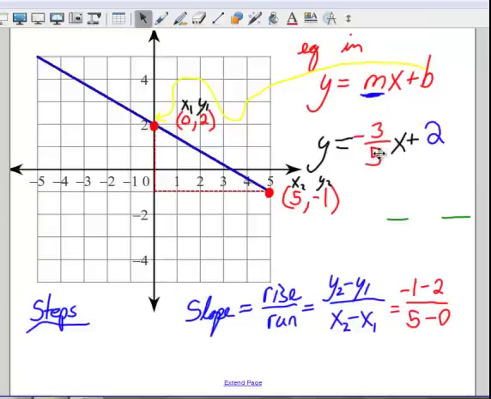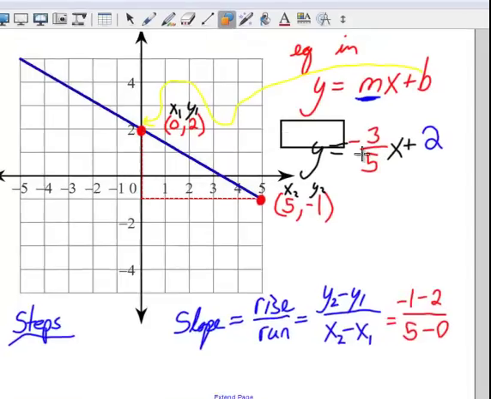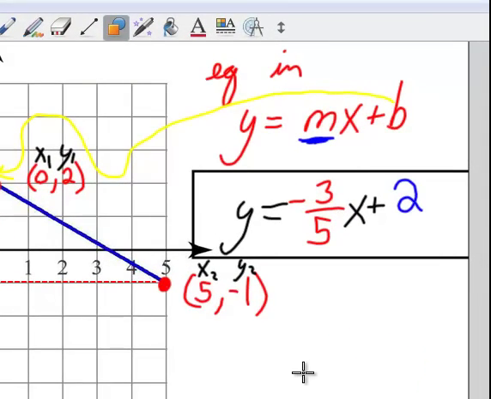So this is my equation. My equation is y is equal to -3/5 x plus 2. And I got that all from looking at the graph.